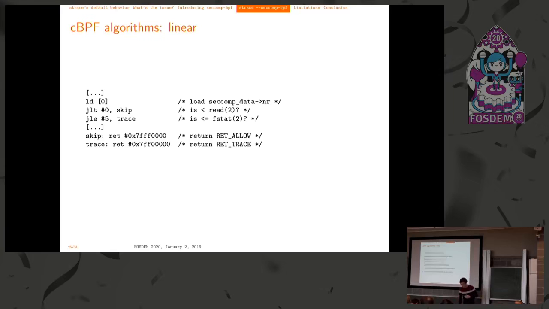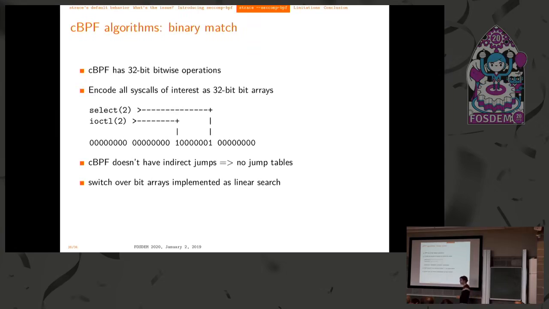So what we can do instead is, since in CBPF we have 32-bit bitwise operations, we can encode the syscall numbers that we're interested in into 32-bit bit arrays. And then we're going to go over all of these bit arrays and compare our syscall number with the appropriate offset in the bit array. So basically here, if I want to trace select and IOCTL, I'm going to set the corresponding bit in the given bit array. So this is the first bit array in this case, because select and IOCTL are small numbers.